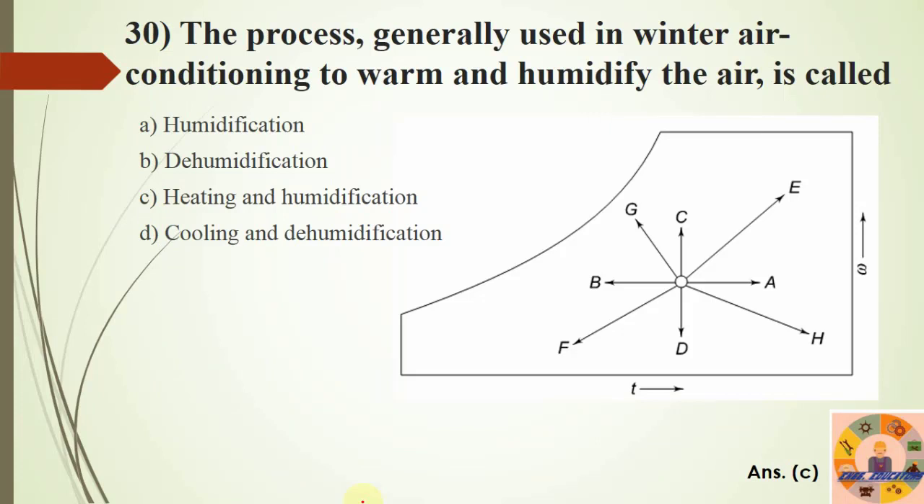The process generally used in winter air conditioning to warm and humidify the air is called. So there are 8 basic processes in air conditioning. One of them is heating and humidification, which we denote as the line OE. So this is O and this is E, and this line denotes heating and humidification. So the right option of this question will be option C, heating and humidification, because here it is said we have to warm and also humidify the air. Warm means heating, and humidify the air. So the right option will be option C.